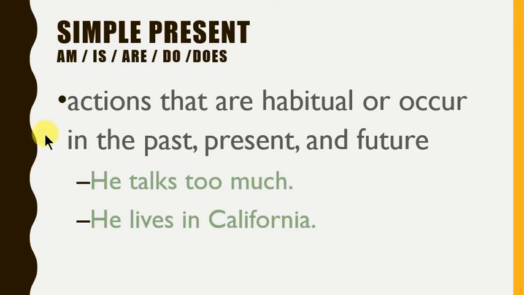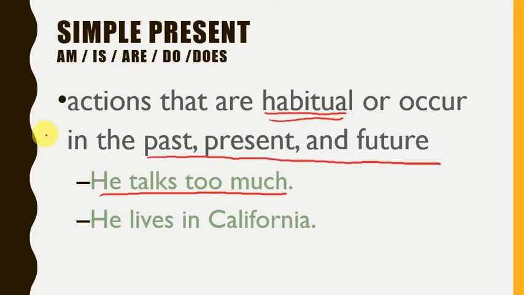Also, actions that are habitual, things that are habits. "He talks too much," you might say, or "he smokes too much," "he drinks too much." These are just habitual things, and habitual things are also things that occur beyond the past, present, and future. It just happens all the time, and just like the general statements about a person, we would use the present tense, like this sentence, "he lives in California." That's just generally who he is and what he does, and it is not bound by time. It's just in the past and in the future as well.